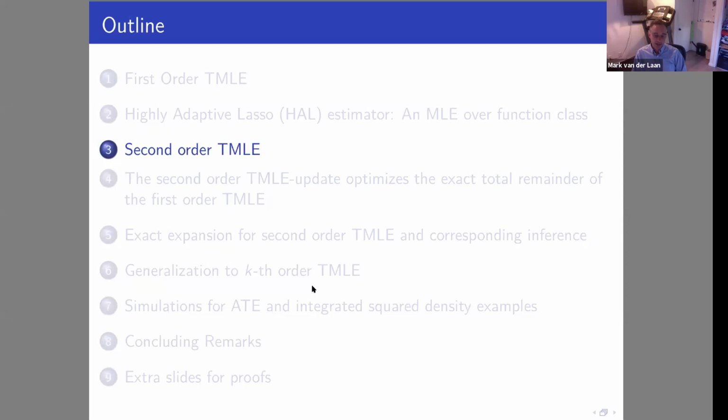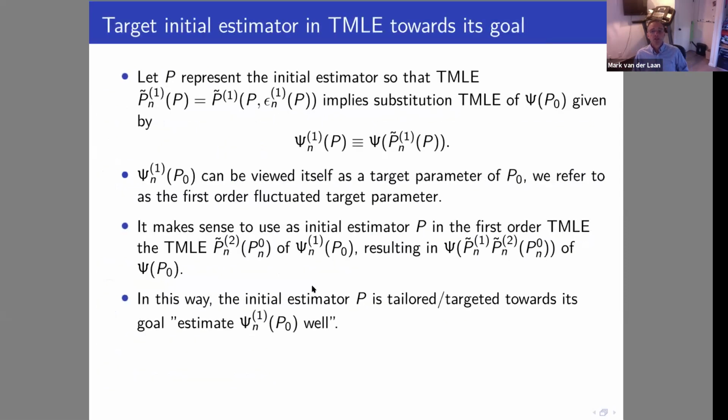Can we create, and that's where we talk about higher order TMLE. To make that remainder better, instead of second order, let's make it third order. Is that possible? So here's the idea, really the basic idea.